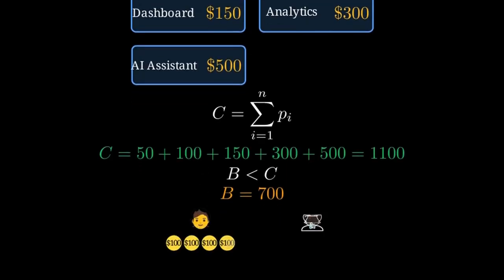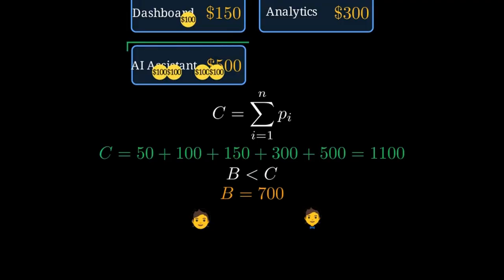Now we distribute the budget to stakeholders. Here, two people share $700, which is not enough to buy everything. So they have to spend carefully and negotiate. Let's watch the buying process. They easily purchase smaller features, but for the expensive $500 feature, they must pool their money together. This shows real priorities and forces collaboration.